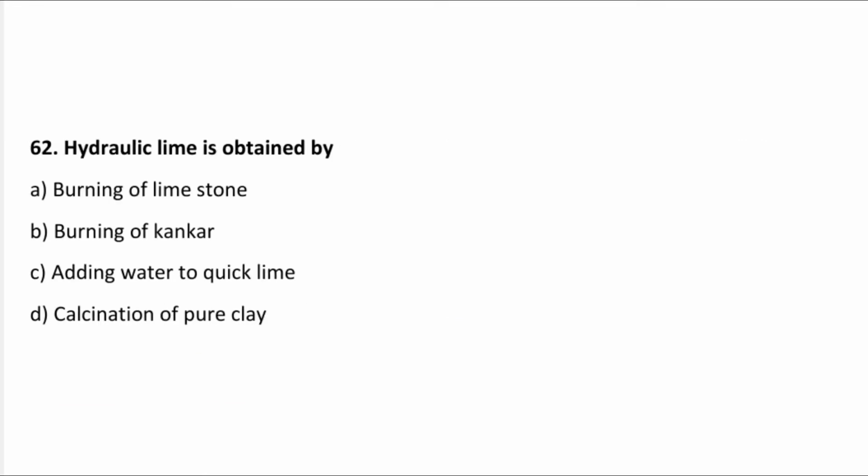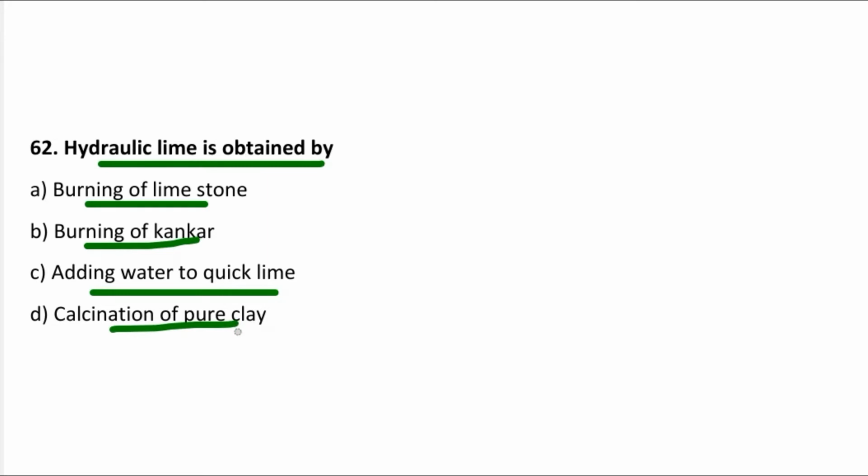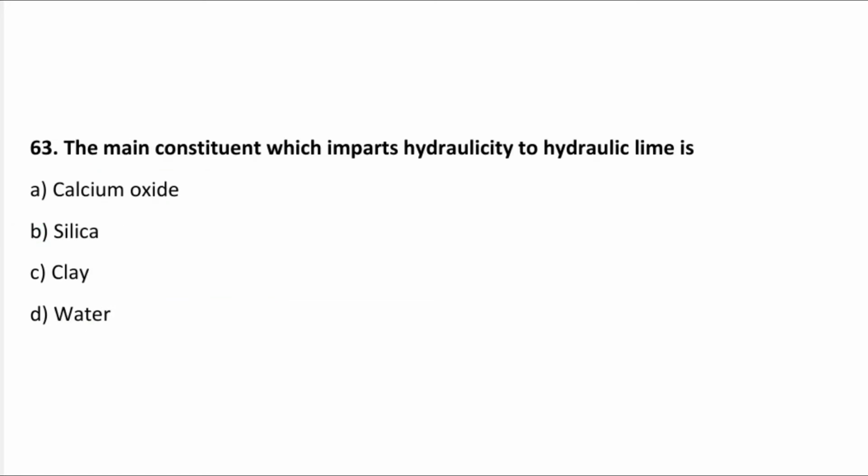Next question, hydraulic lime is obtained by: option A burning of limestone, option B burning of kankar, option C adding water to the quick lime, option D calcination of pure clay. The correct answer is option B burning of kankar. The next question, the main constituent which imparts hydraulicity to the hydraulic lime is: option A calcium oxide, option B silica, option C clay, option D water. The correct answer is option C clay.